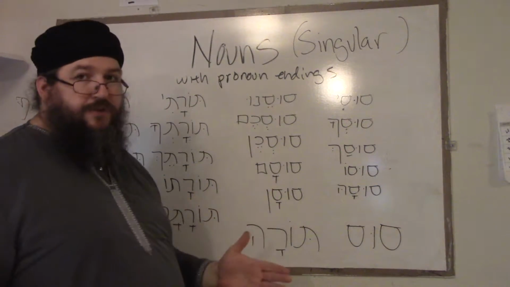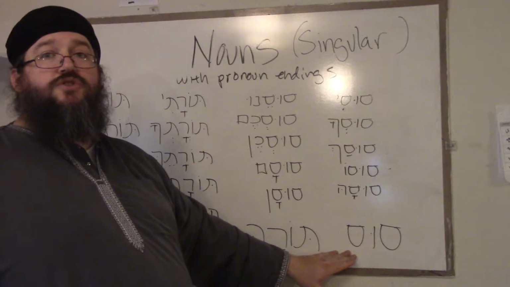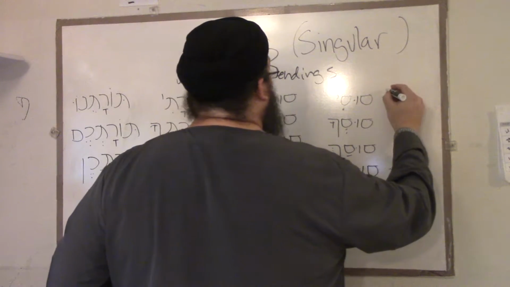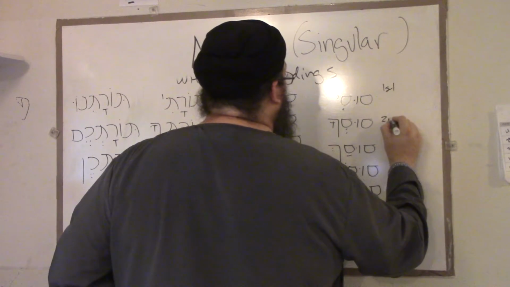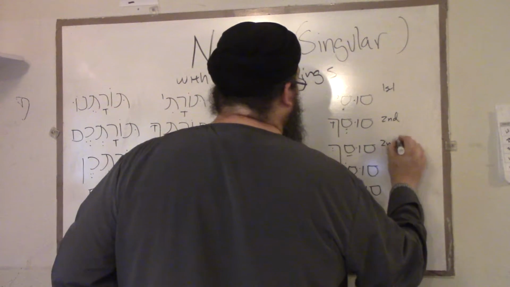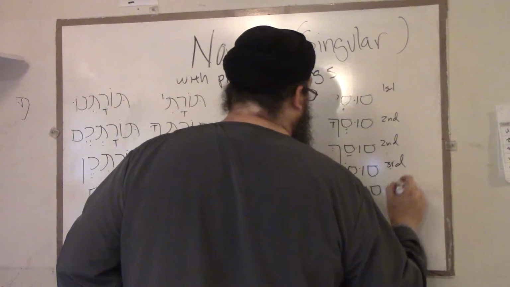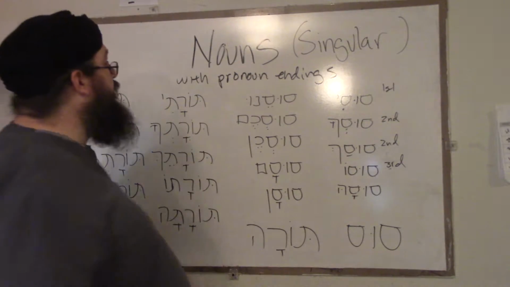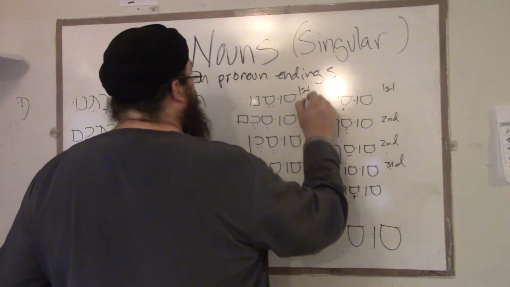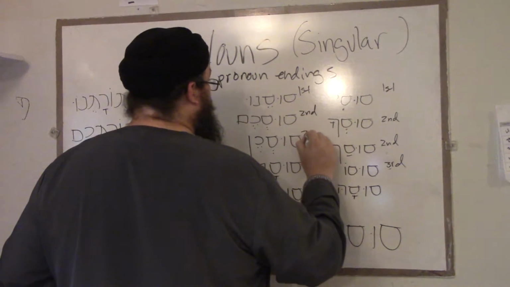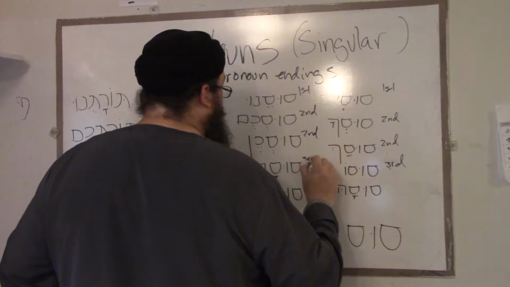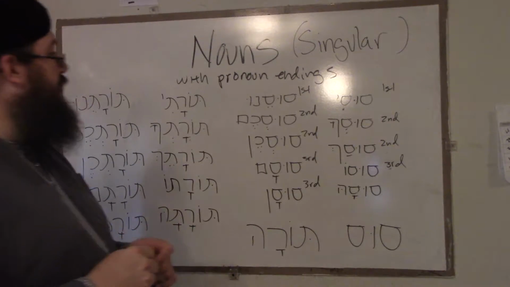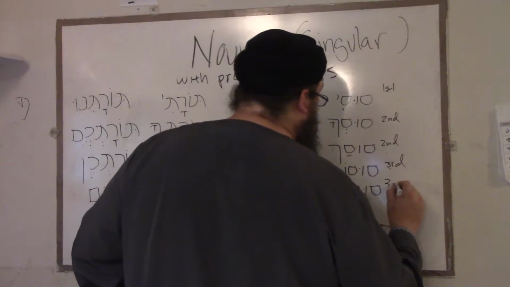So what's happening? First off, we're taking a noun like the word sus, okay? And we're going to put it into the different forms. We've got first person, second person, third person, and then the same thing goes on over here. We have the first person plural, second person, third person for the plurals.